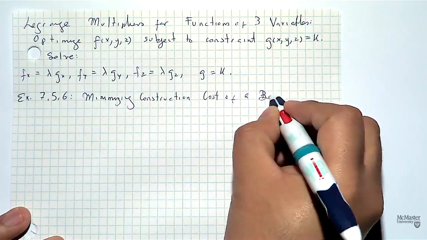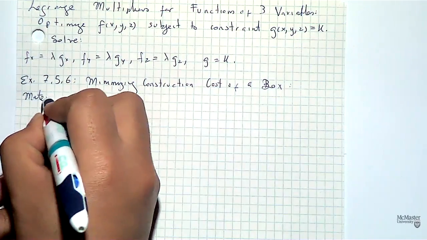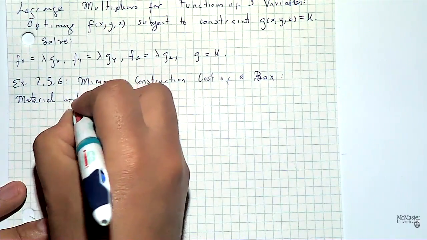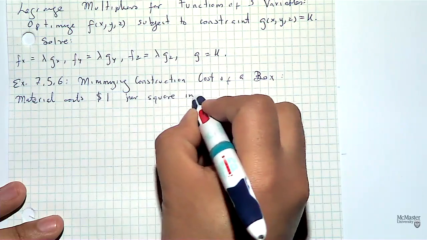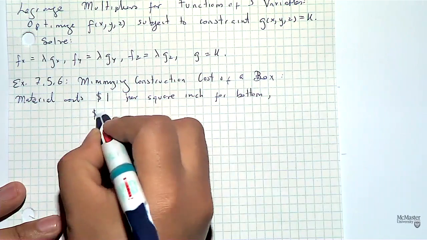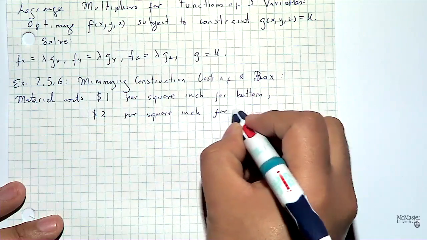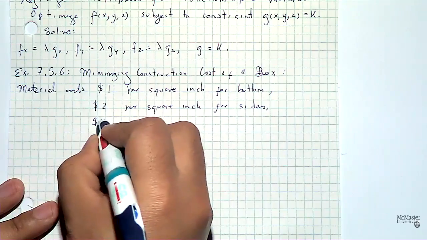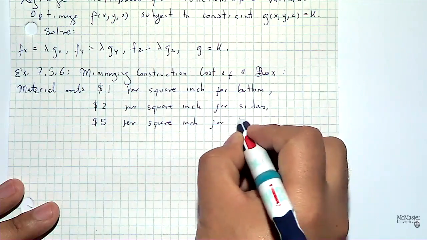of a box. So the box is kind of made of different materials regarding if it's like the top or the bottom, etc. So the material costs $1 per square inch for the bottom part, then $2 per square inch for the sides, and $5 per square inch for the top.